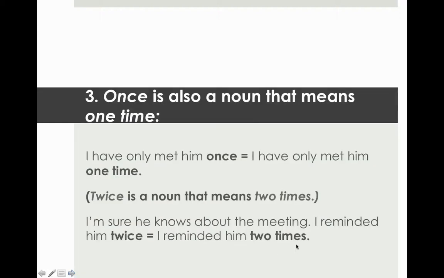Okay, and then of course, you're probably most familiar with this, that once is also a noun that means one time. I've only met him once means I've only met him one time. And twice is a noun that means two times. I'm sure he knows about the meeting. I reminded him twice. I reminded him two times. These are nouns.